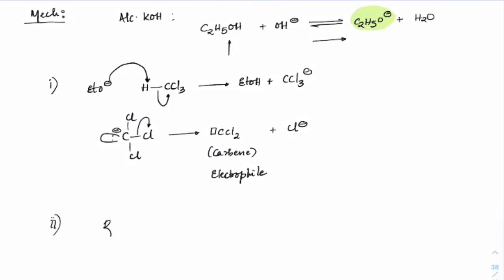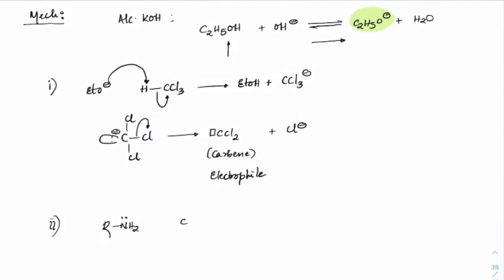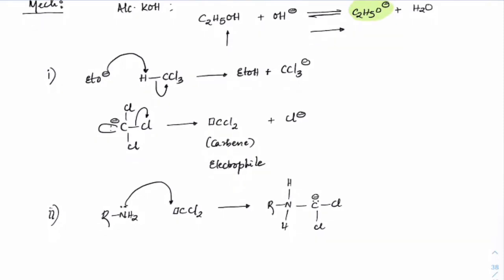Step 2: now the primary amine, which is a nucleophile because it has a lone pair present on it, will attack CCl2, and we would get R N H H C minus Cl Cl with a lone pair. This is what we will see. Because now an extra electron has come into carbon, so carbon would get that negative sign.